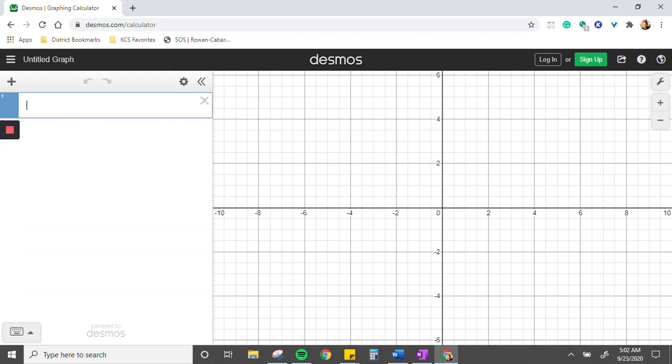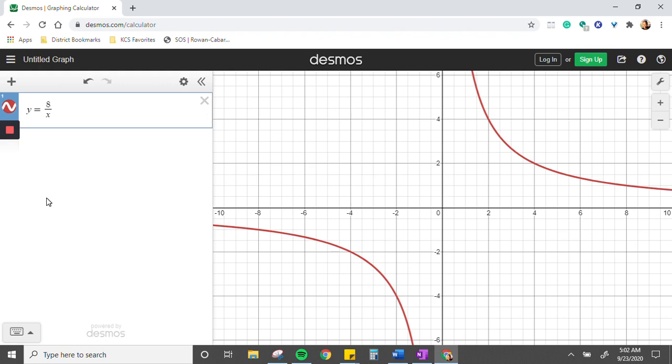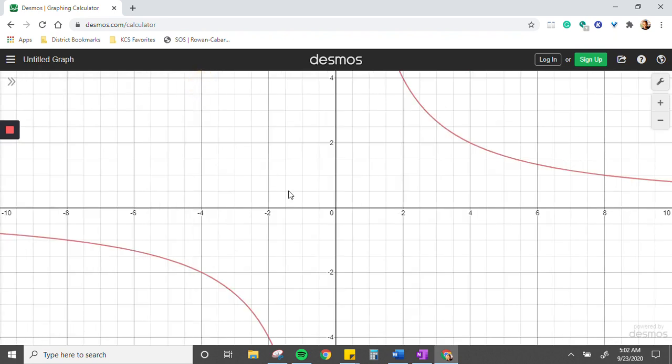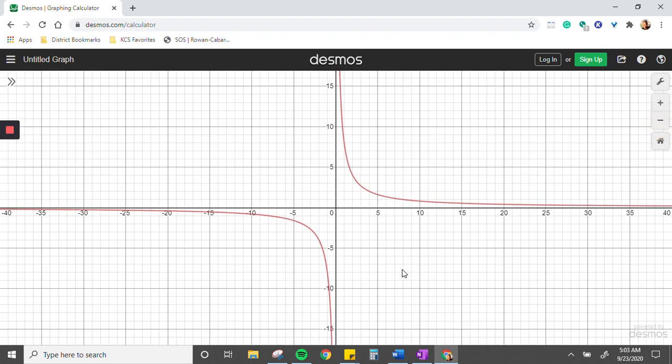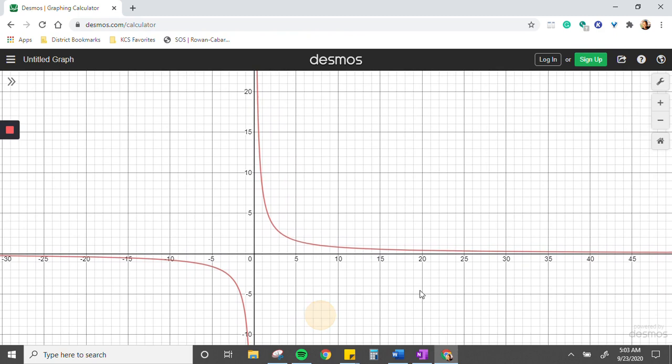For the graph, I'm going to use Desmos.com. Remember, our equation is y equals 8 over x, so I'll type in 8 slash x. And we have a graph here. Looking at the graph, you see there are two parts. And if I zoom out a bit, you see that the graph gets closer and closer to this x-axis over here, and the graph gets closer and closer to the y-axis this way.